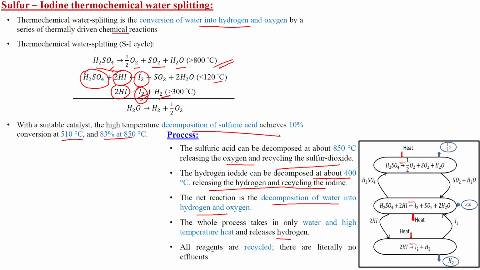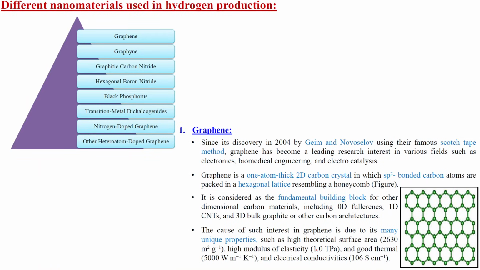Okay. And all the heat, which you can see here, 800 degrees C, 120, all that heat comes from the sunlight. Okay. And we can see all these reagents are recyclable and there is literally no effluent. Okay. So now coming on to different nanomaterials which are used in hydrogen production for thermochemical reaction.